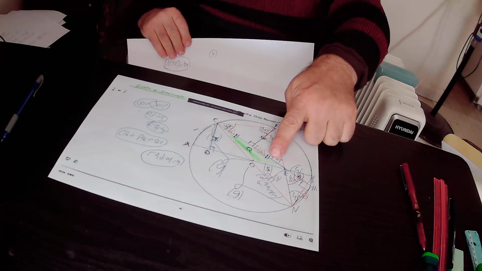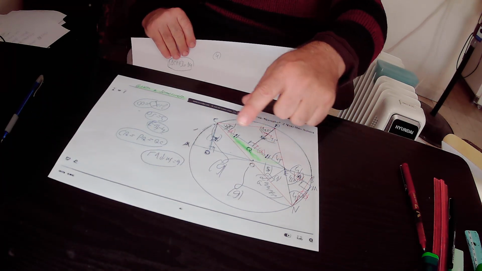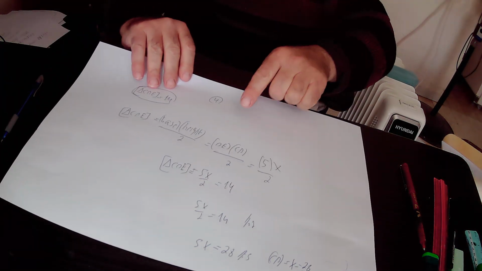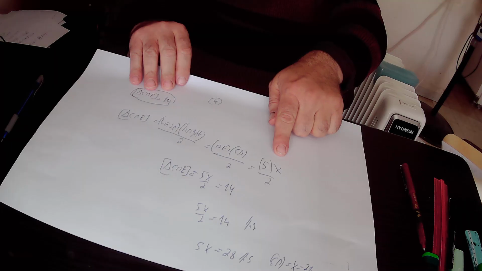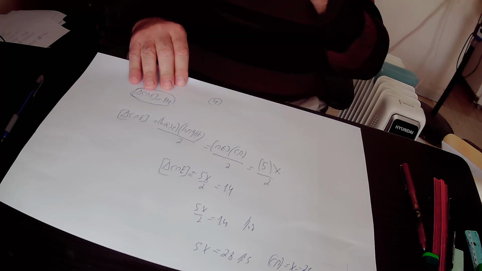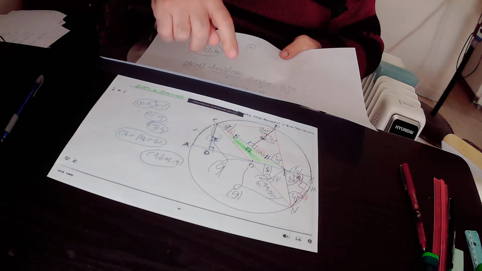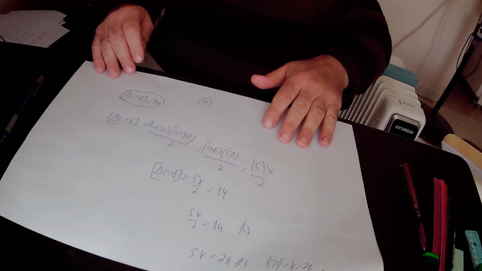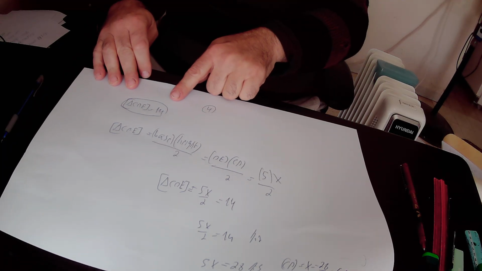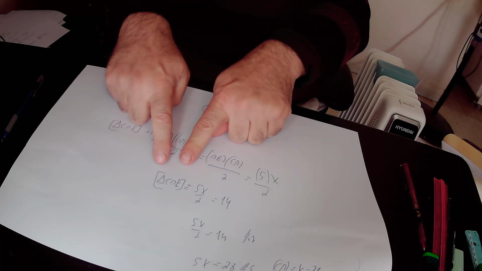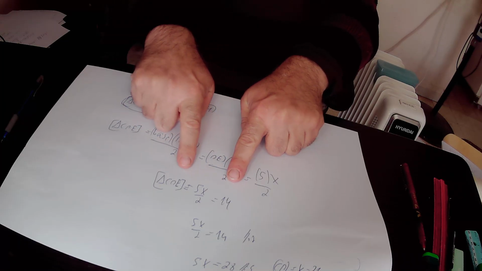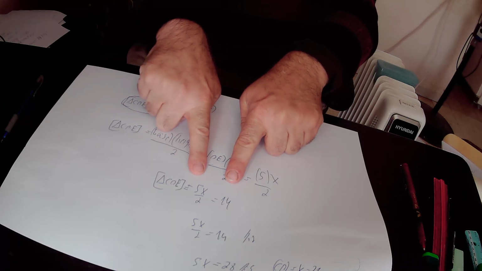OE equals 5 units according to what is given. CD is the line segment that we are looking for, this is X. So OE equals 5, CD equals X, over 2. So in total, the area of this green triangle COE equals 5X over 2 square units. We already found that the area of the green triangle COE equals 14 square inches. And from this equation, we derive that 5x over 2 equals 14.